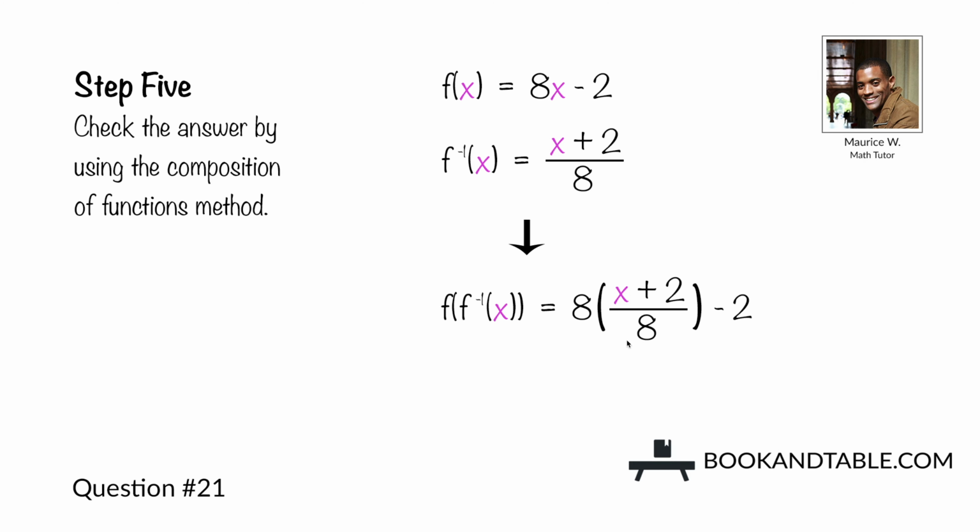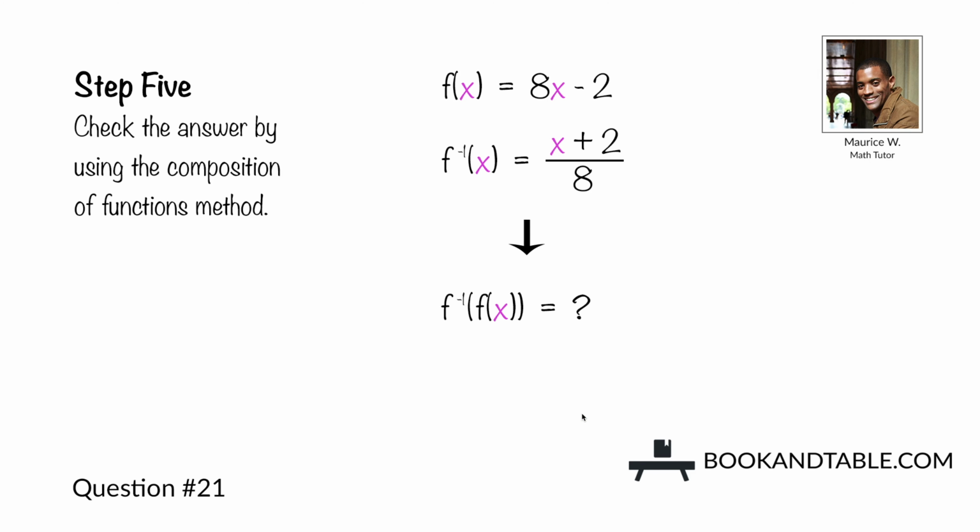And now we want to evaluate this expression to see if we get x. We distribute this 8 to this fraction. This 8 cancels out with the denominator, leaving us with x plus 2 minus 2. And 2 minus 2 gives us 0, so those cancel each other out, leaving us with x. So the first order does work. We get an outcome of x.